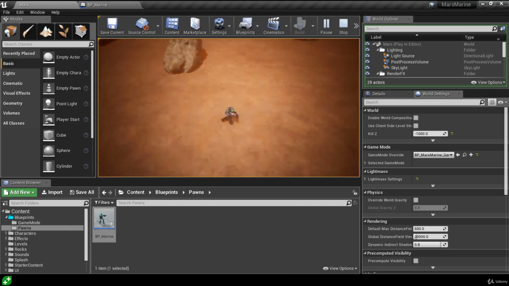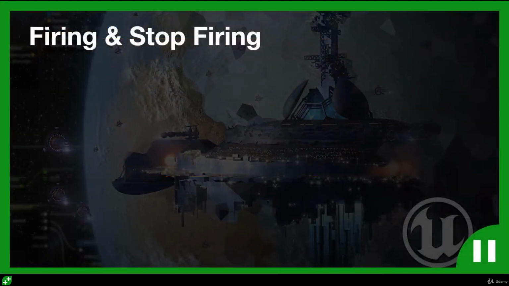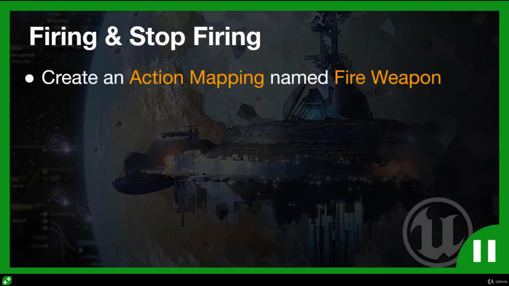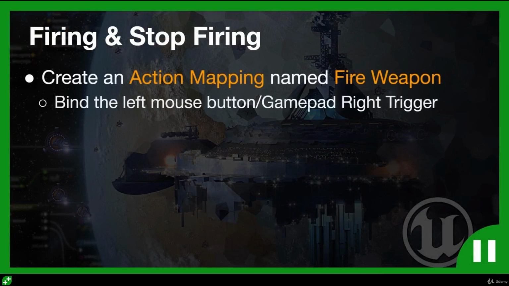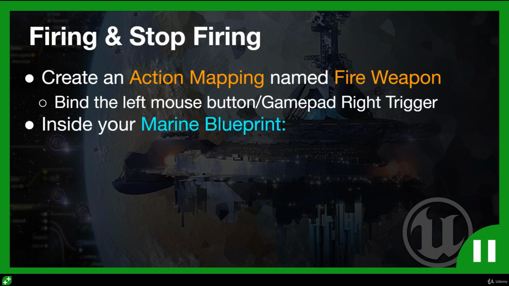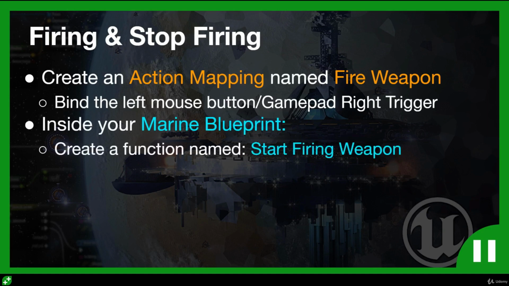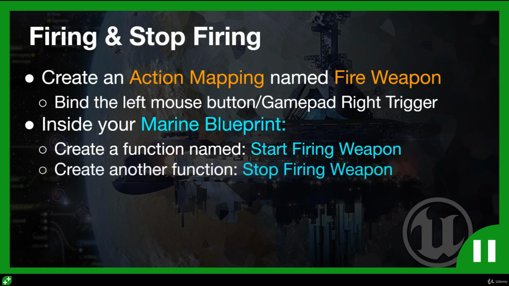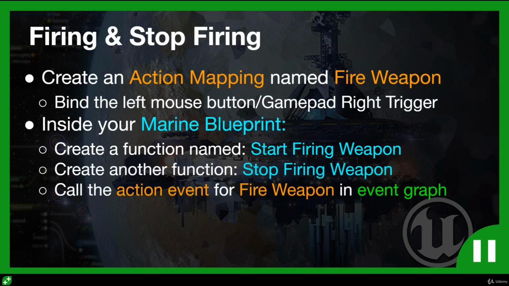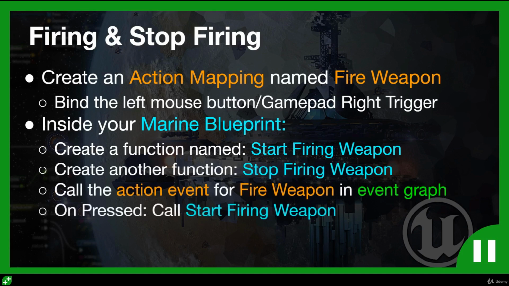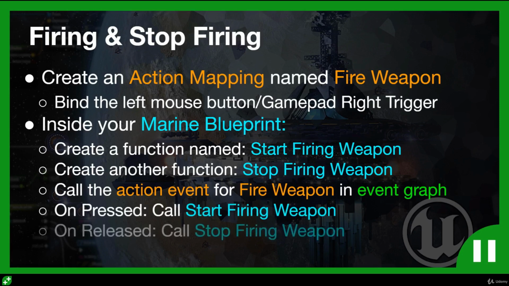But the next step for us now is to make it appear like the character is firing his weapon. And I've got a good challenge for you to get us started here. Create an action mapping named Fire Weapon, and bind the left mouse button and the right trigger of the gamepad to this, because this is what we're going to use for firing the weapon. Then inside your Marine blueprint, create two functions. The first named Start Firing Weapon, and the second named Stop Firing Weapon. Then inside your event graph, call the action event for Fire Weapon, and execute Start Firing Weapon when the action event is pressed, then execute Stop Firing Weapon when it's released. So pause the video here to attempt this challenge and then come back when you're ready.